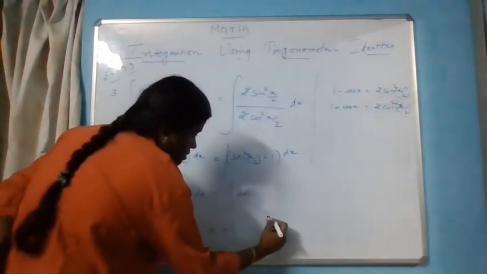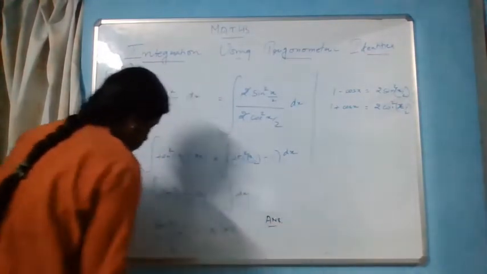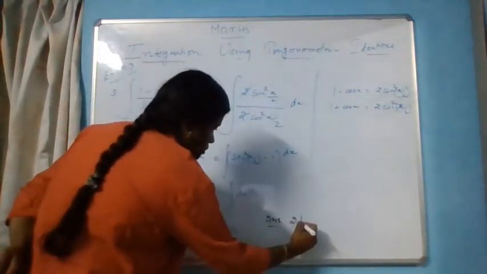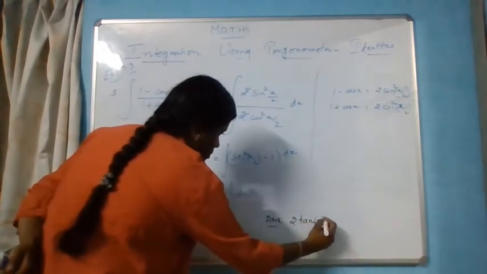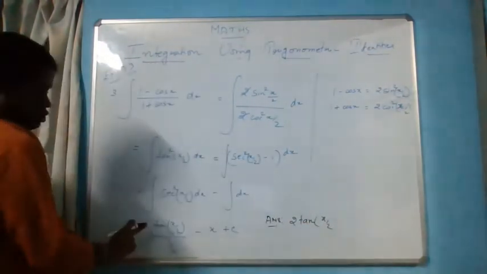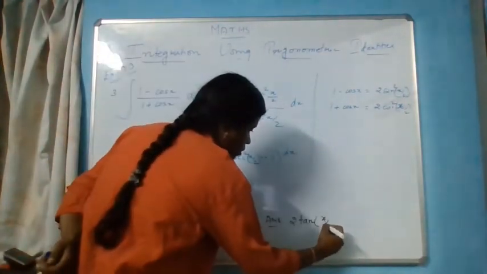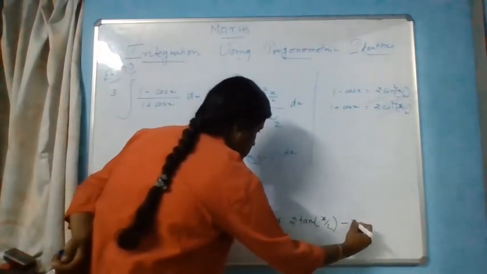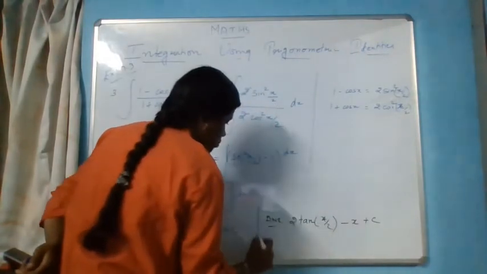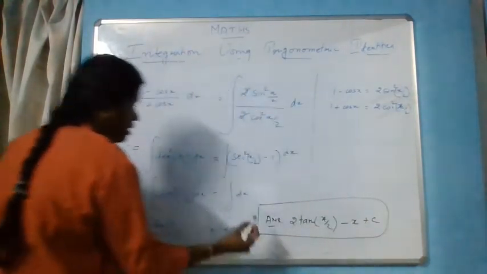So your final answer will be 2 tan x by 2. So 1 by 2, this 2 comes to the numerator, it becomes 2 tan x by 2, minus x plus c. So this will be our final answer.